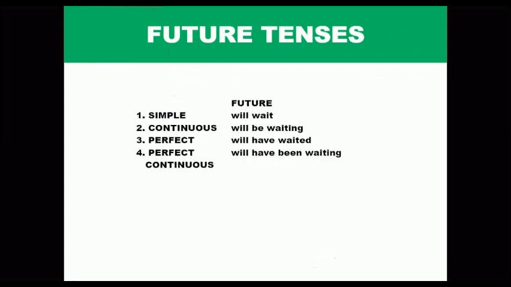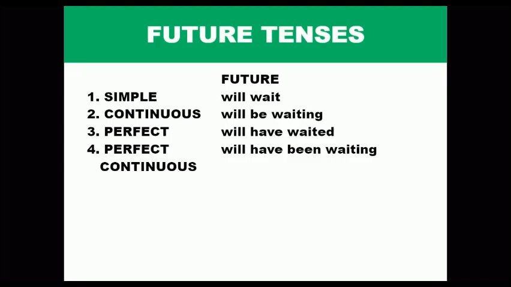What are the 4 future tenses? Now, at a glance, we have simple future tense, future continuous tense, future perfect, and future perfect continuous. Let's look at examples of each of them. An example of the simple future or future simple tense is will wait. Then future continuous will be waiting, future perfect will have waited, and future perfect continuous will have been waiting.